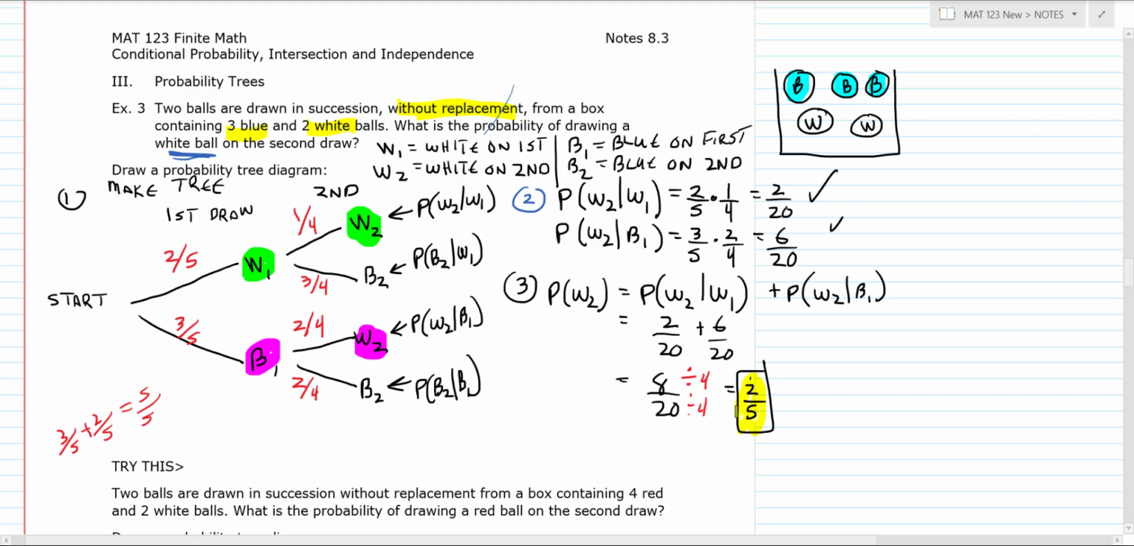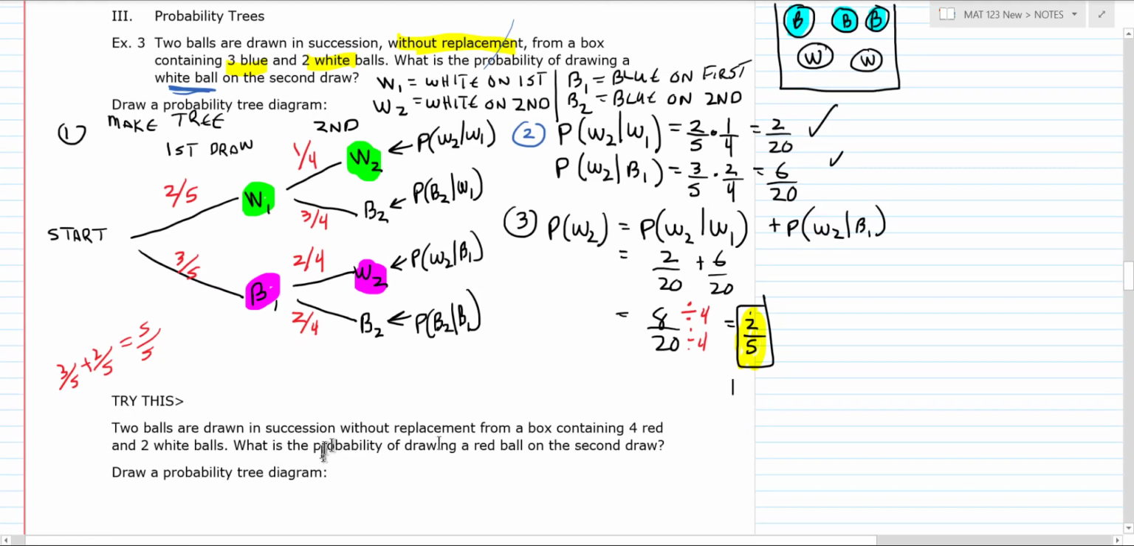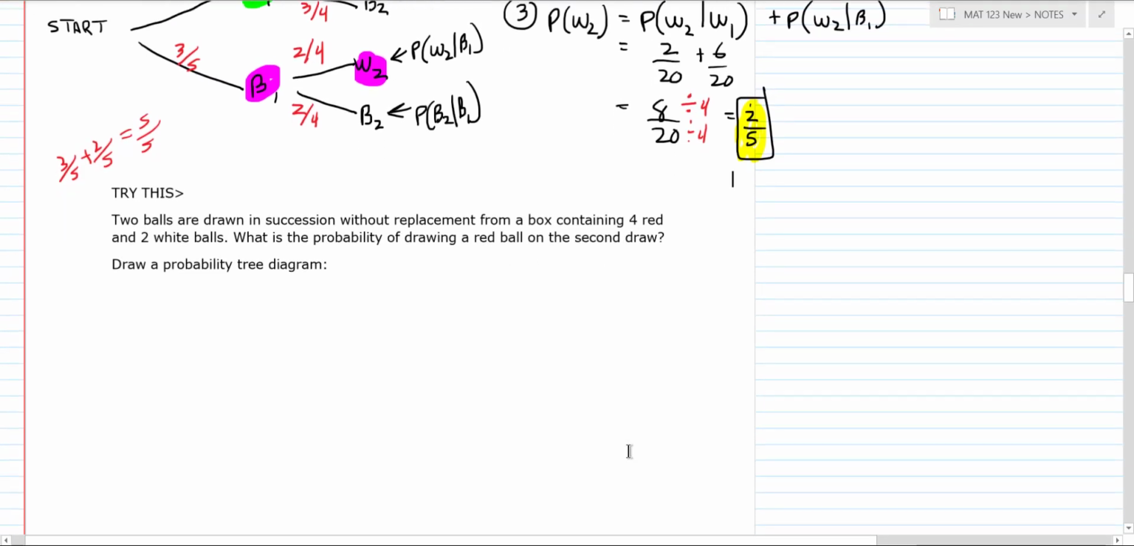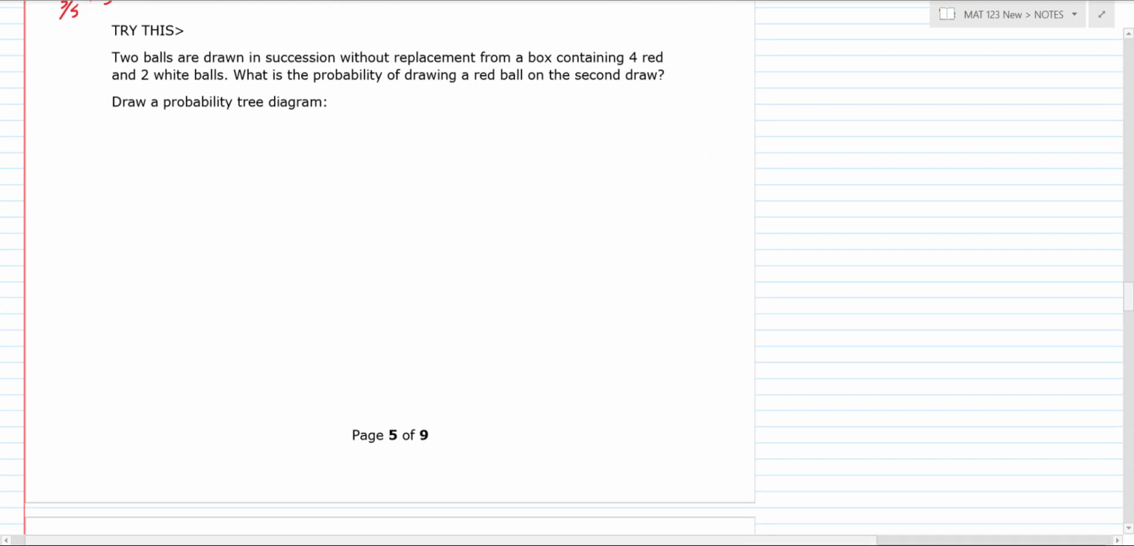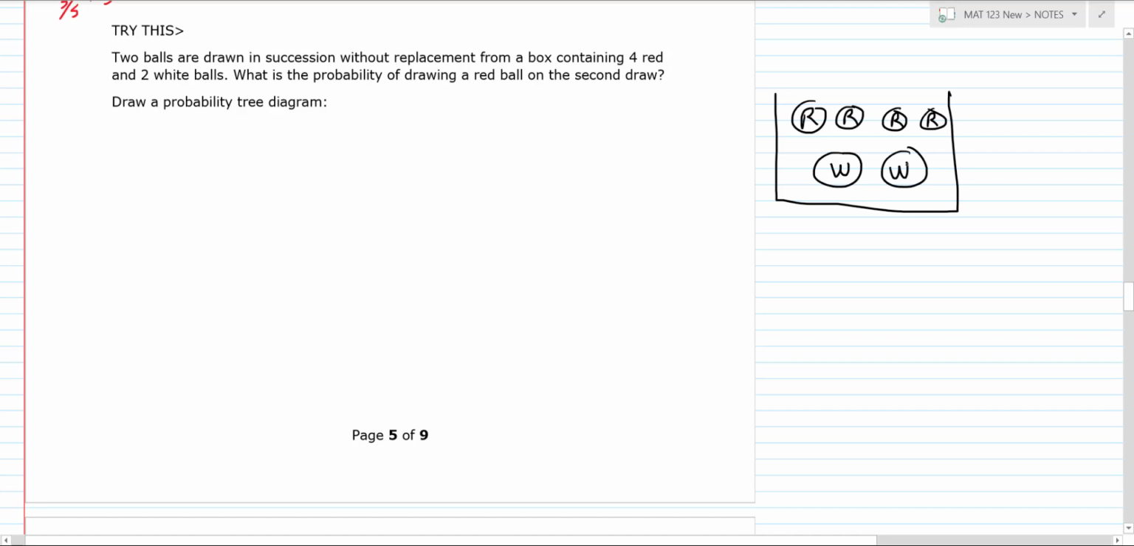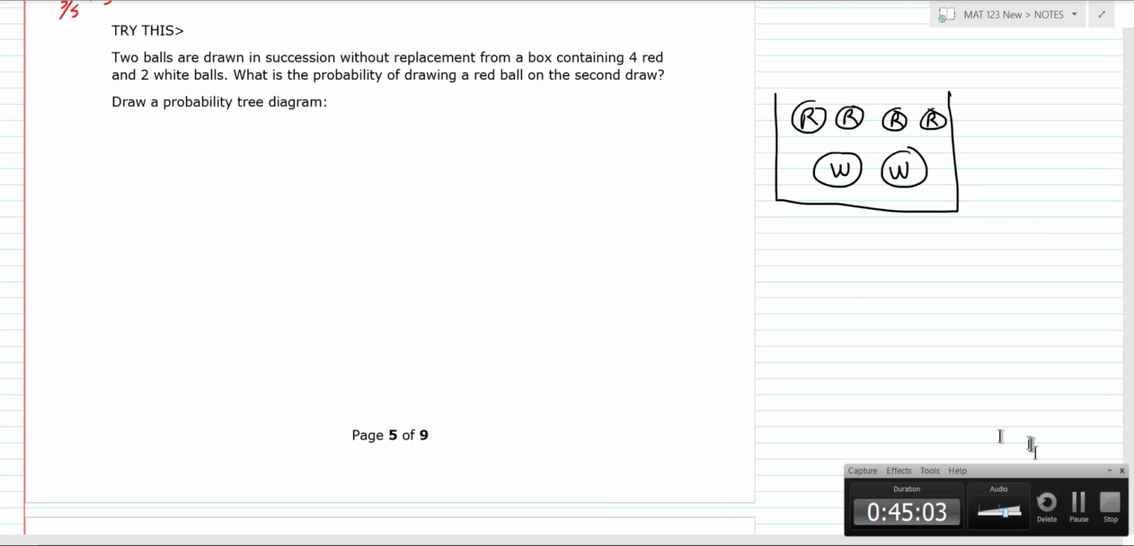Okay, I'm going to let you try a problem. It's almost the same thing, except this time you have 4 red and 2 white. I'm going to scroll down here and let you put this one together and do the probability tree. I would start by drawing your bag, with 4 red this time and 2 white. Just repeat what I just did, draw your probability tree, and then see if you can figure that out. Go ahead and pause the video and come back and check and see if you're right.